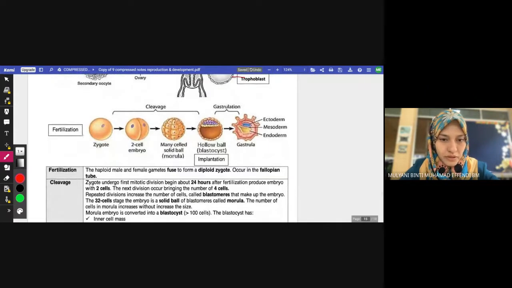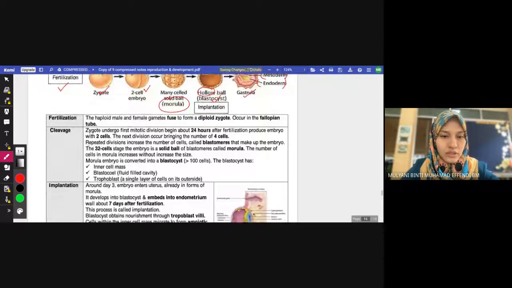So this is another repetition of the process. Fertilization, zygote, cell membrane dibagi dua. Satu banyak-banyak pula dipanggil morula. And then yang ini adalah hollow ball, blastocyst. And yang ini adalah gastrula. Gastrulation membentuk yang ni lah, 3 germ layers tu kan. Okay. So kita go one by one.